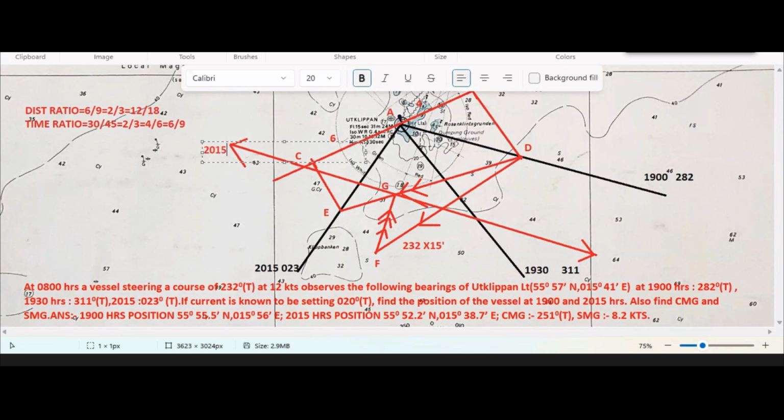This transferred position line intersection cannot be for 1930. For 1930, you have to make a half an hour triangle. This triangle I made for 1 hour and 15 minutes. The DF I have cut for 1 hour 15 minutes. It cannot be a half an hour triangle. Okay, sir. Got it, sir.